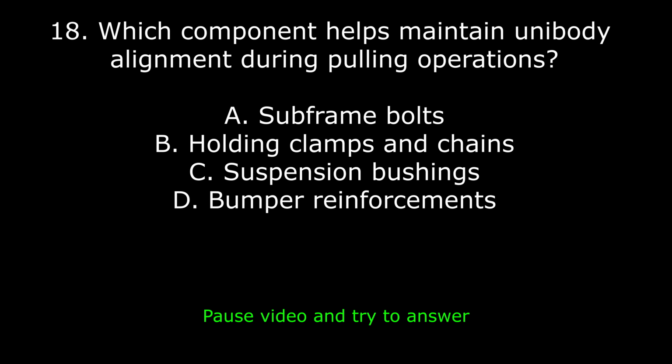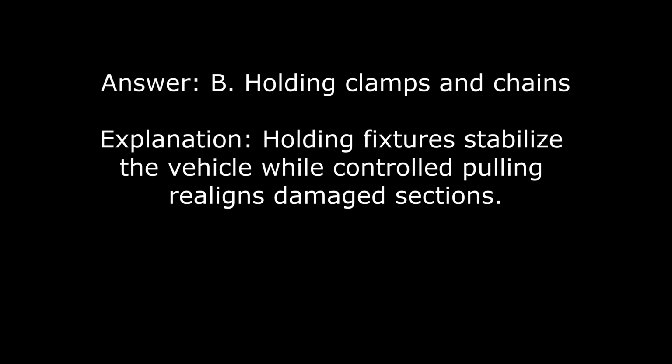18. Which component helps maintain unibody alignment during pulling operations? A. Subframe bolts. B. Holding clamps and chains. C. Suspension bushings. D. Bumper reinforcements. Answer: B. Holding clamps and chains. Explanation: holding fixtures stabilize the vehicle while controlled pulling realigns damaged sections.